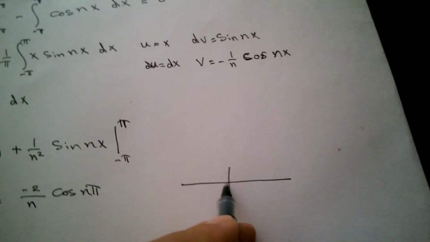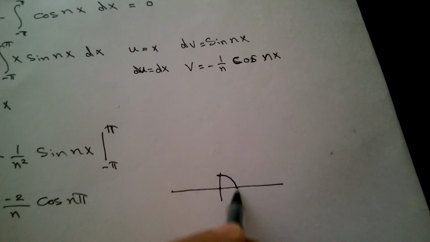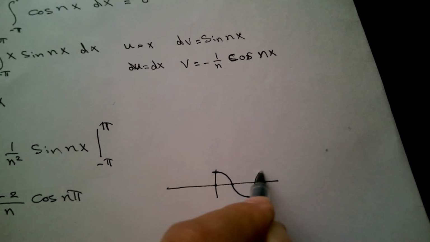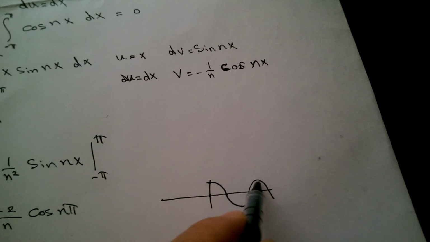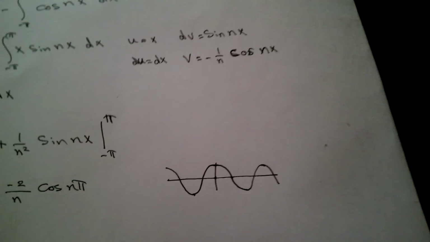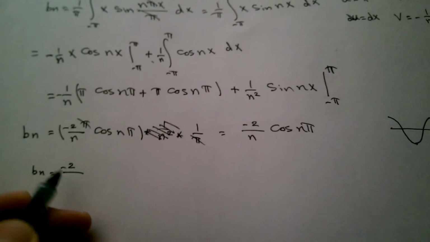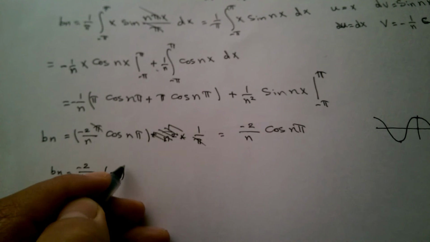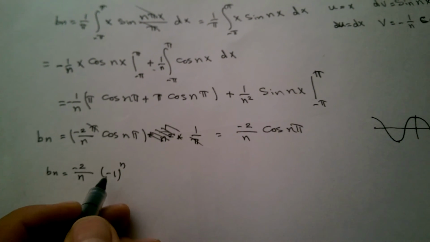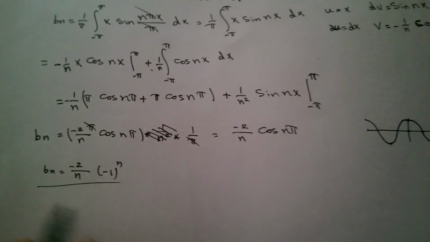As we see in the graph of the cosine, cosine of 0 is 1, cosine of pi is minus 1, and so on. At 2 pi it's equal to 1 again, and on the minus side the same thing happens. So cosine of n pi is equal to minus 1 to the power n, and bn is equal to minus 2 over n times minus 1 to the power n, because this gives us 1, minus 1, 1, minus 1. This is equal to cosine of n pi. So we found bn and we put it in the formula.